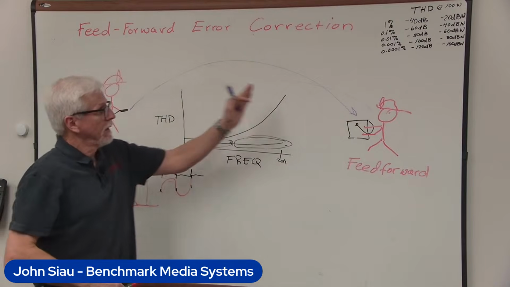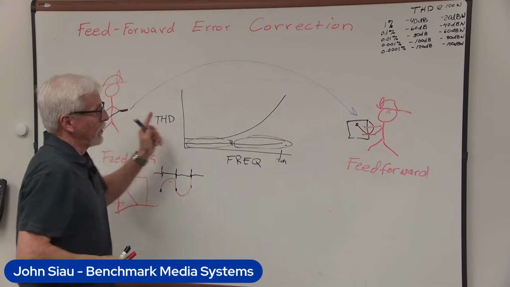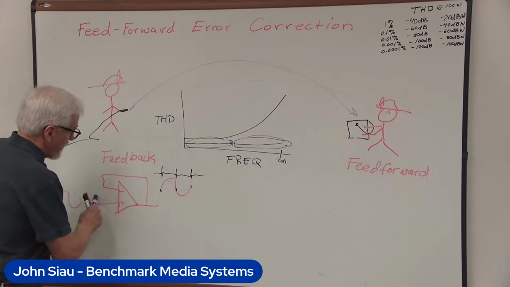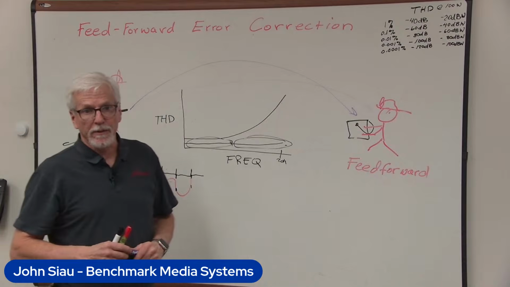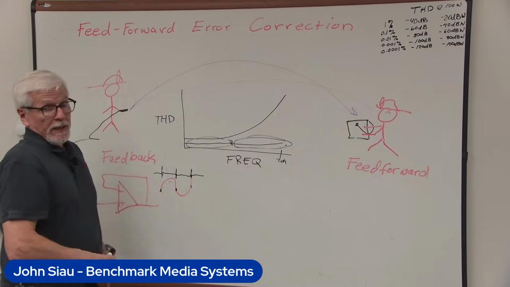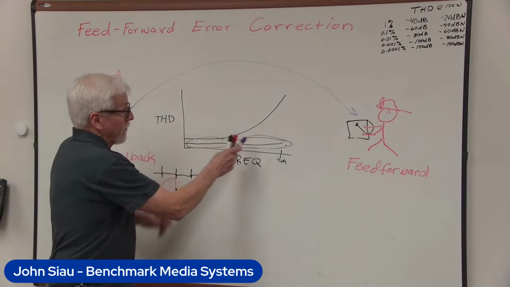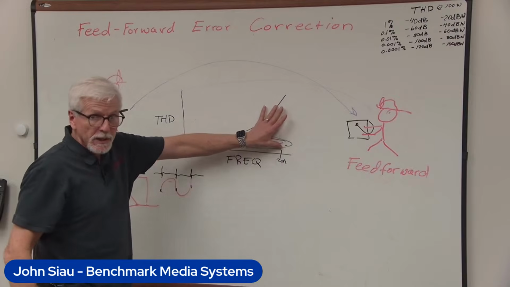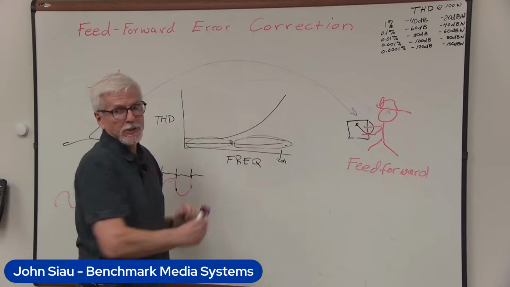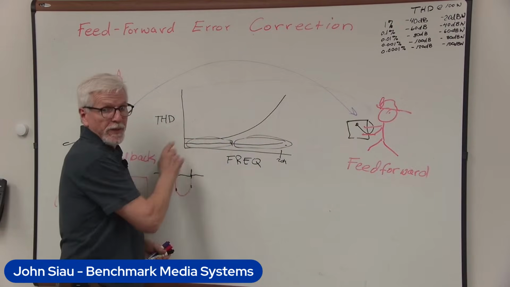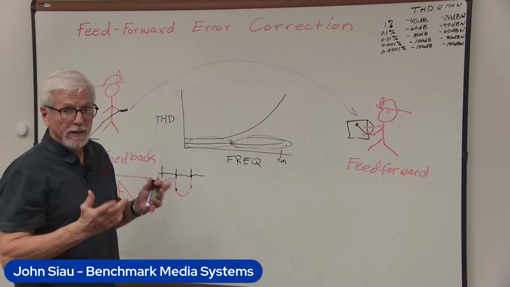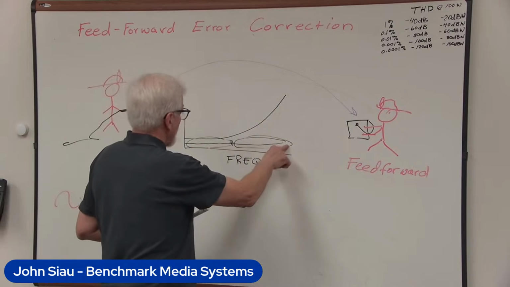The time delay of the water going from the hose to the bucket, or in the case of an amplifier, the propagation delay through the amplifier. How long does it take the signal to get through this main amplifier? Turns out it can be slow enough that we have a very hard time doing as much correction at high frequencies. We can still do some correction at high frequencies, but not as much as we'd like to. We can do a lot more down here at low frequencies, but we have this rising THD versus frequency. With the feed-forward error correction, we don't have that.